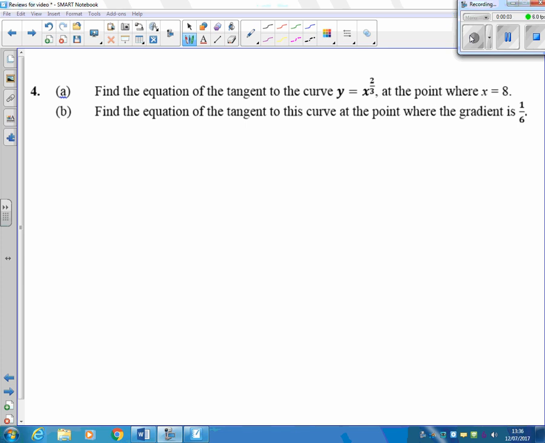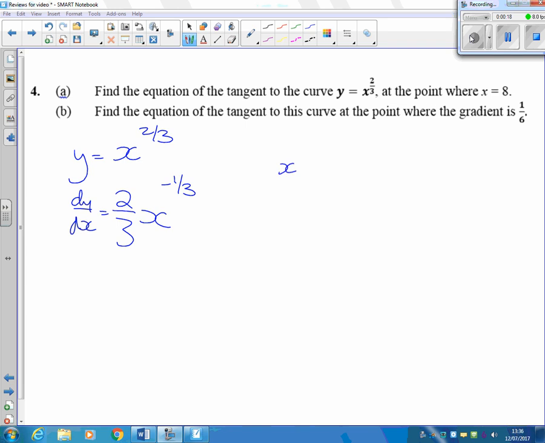Question 4, do part A. We've got x to the power of 2/3 that we're differentiating. So we times by the power, and the power goes down by 1. 2/3 take away 1 is minus 1/3.